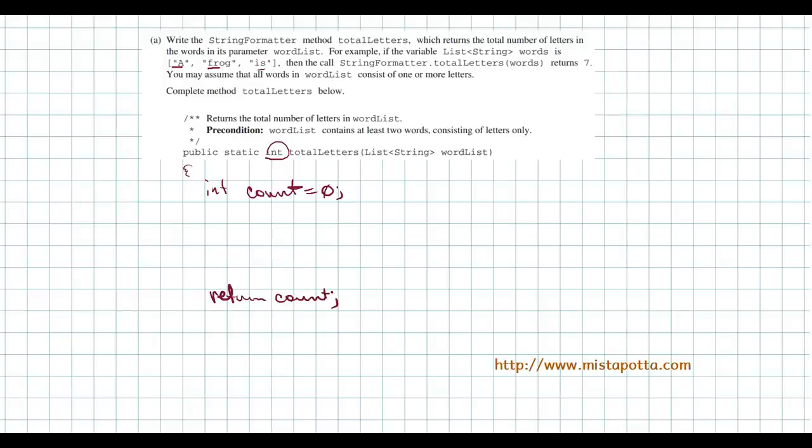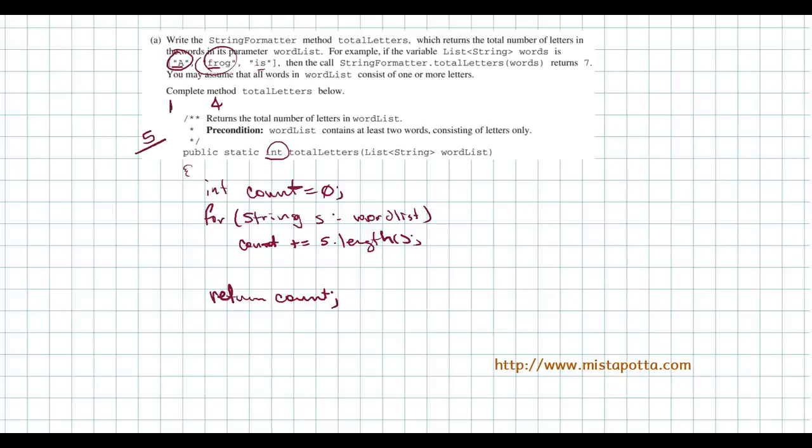So now all I need to do is go through the list and actually calculate the words. So I'm going to have a for each loop. So for, I'm going to have string s in word list. And I'm going to say that count is going to be incremented by s.length. And so that's all that I really need here. This is going to go through each one. It's going to say, the word A has 1 letter. The word frog has 4 letters, which means now I have 5. And then the word is has 2 letters. And if I add that 2, that's going to give me 7. So this is pretty straightforward.